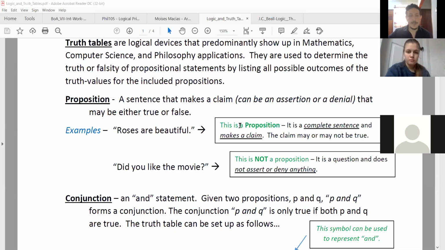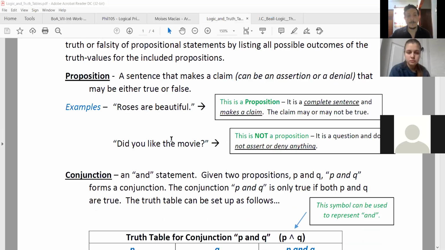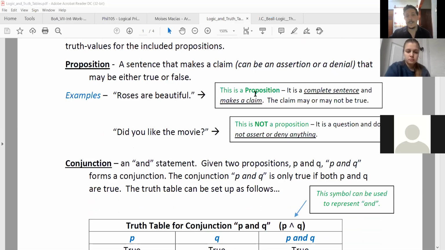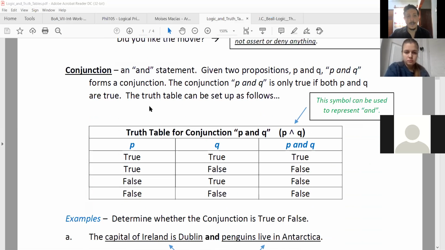So again, something that we have emphasized a lot of times is that not any expression of a language can count as a sentence, even if it's grammatically correct. Some of them may be questions, some of them may be orders. So in order for something to be a proposition, it has to be a meaningful claim about the world, right? For example, roses are beautiful, that's a proposition. Did you like the movie? That's a question. It doesn't count as a proposition.